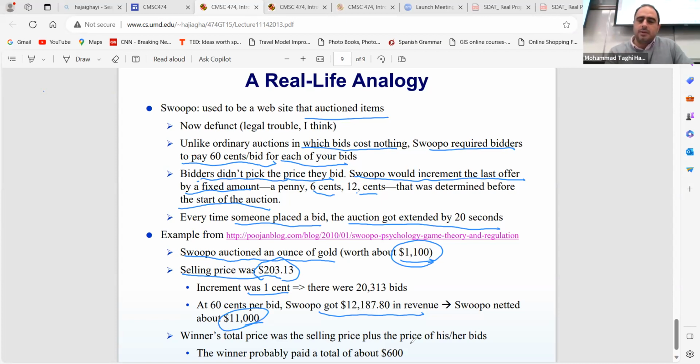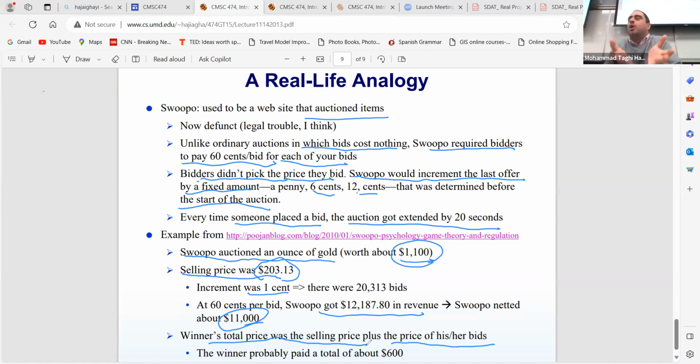And of course, the winner's total price was the selling price plus the price of his or her bids. I heard that the winner probably paid a total of about 600. So even the winner was not really a winner, paid 200. But it can be the case that the winner just paid 60 cents and got the last bid.